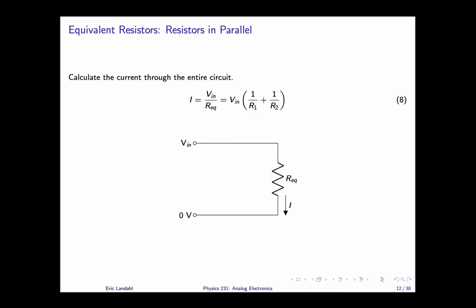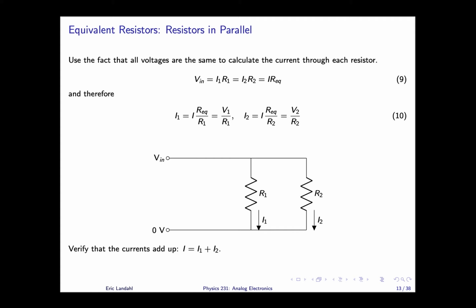Now, to calculate the current through the entire circuit for these resistors in parallel, we would take the voltage in, which is the total voltage drop in the circuit, and divide it by this equivalent resistance. So we're neglecting the fact that this is made of two resistors, but we know that there is a total current I that must flow through both of them. Substituting in 1 over R equivalent, we get this expression here, equation 8, for the current through the entire circuit.